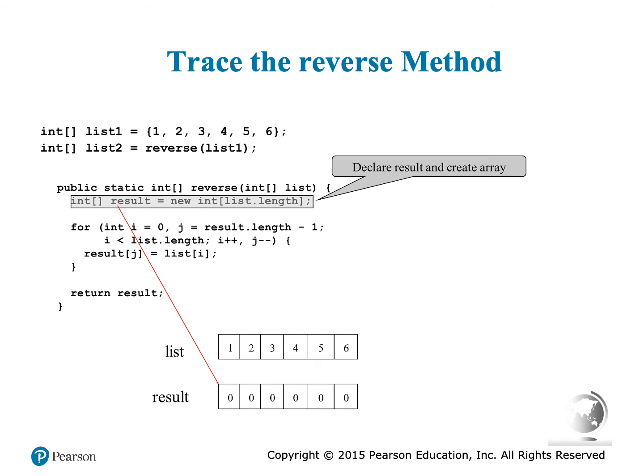Let's assume that the first 2 statements on the slide appear in the main method. List1 is declared to be an array of integers, created and initialized to the values in the curly braces. List2 is then declared and invokes the method reverse, passing list1 as an actual parameter. Upon invocation, list1 is mapped to the formal parameter list. That is to say, the address of list1 is now stored in a new variable named list that is local to reverse. Next, an array named result is created, which has the same size as the array list.